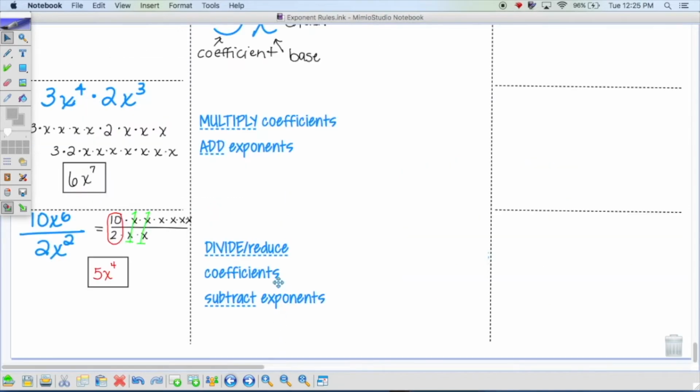And it would make sense that these two are kind of opposite of each other. If we multiply with the same base, we multiply coefficients and add exponents. If we divide with the same base, we divide the big numbers and subtract the exponents.